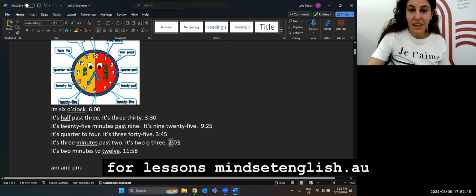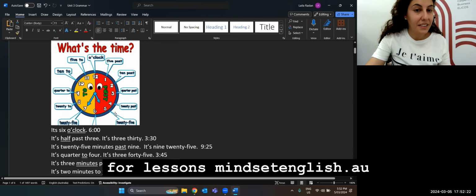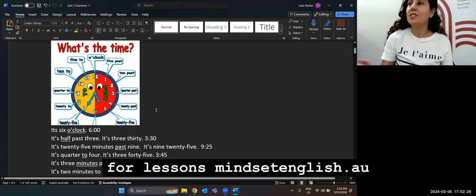Okay, we looked at these other times. It's 2:03 or it's 3 minutes past 2, because we know past, anywhere in the red, we say past, in the yellow, to. So the time in this image, what would you say it is? What time is in this image?